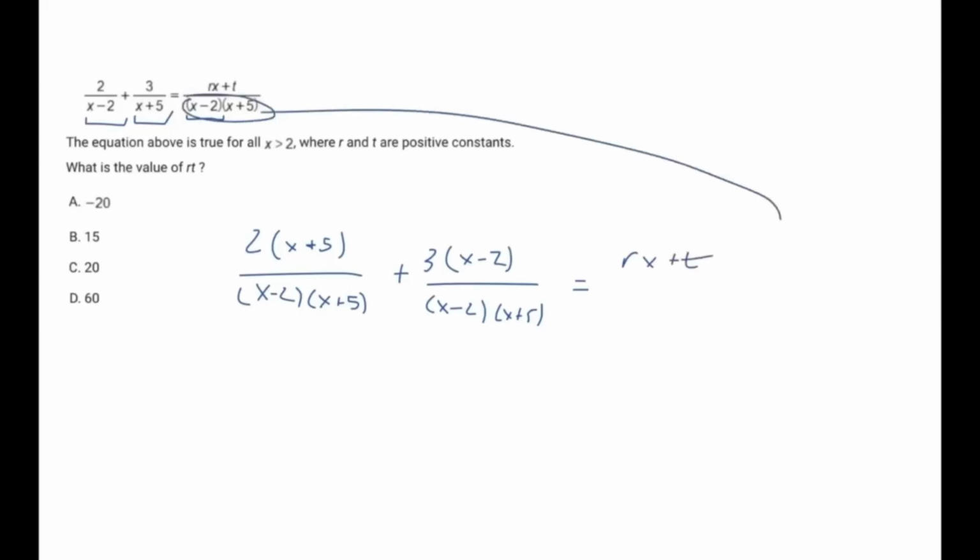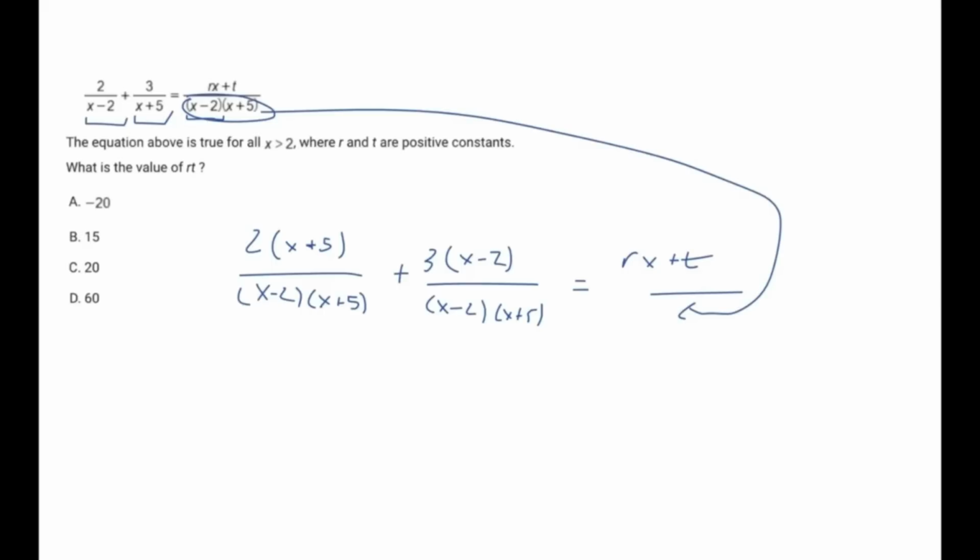So the same thing is going to happen to the second term. So we have 3, and the common denominator here that we want to add is x minus 2. So 3 times x minus 2, like that. And then we would have x minus 2 times x plus 5, and boom. And this is going to equal rx plus t. And because they give us this already, this is all going to be the same, x minus 2 times x plus 5 as the common denominator.